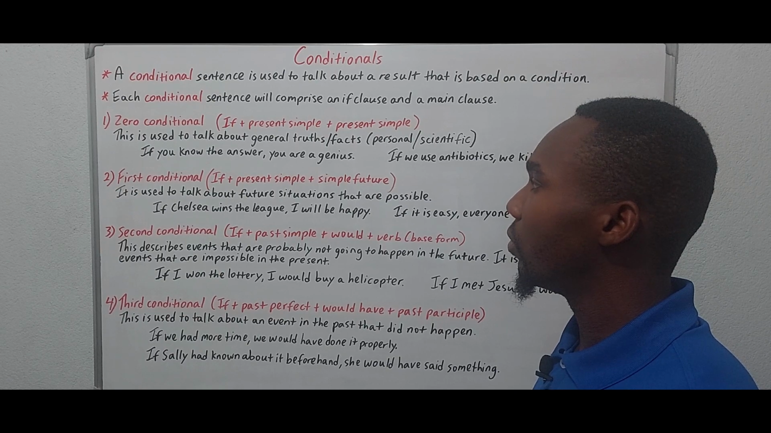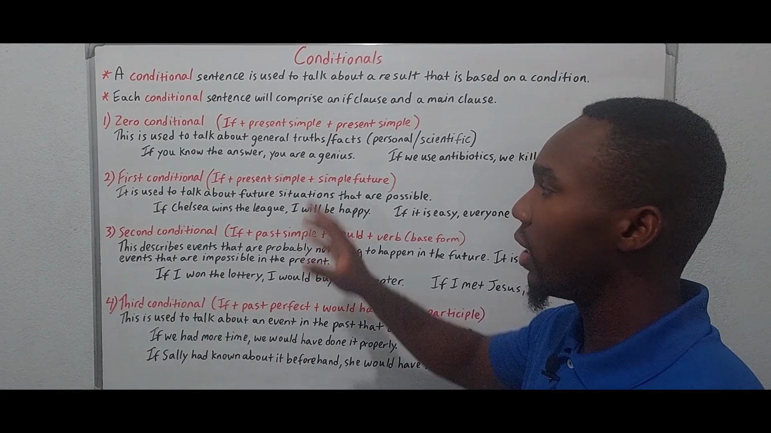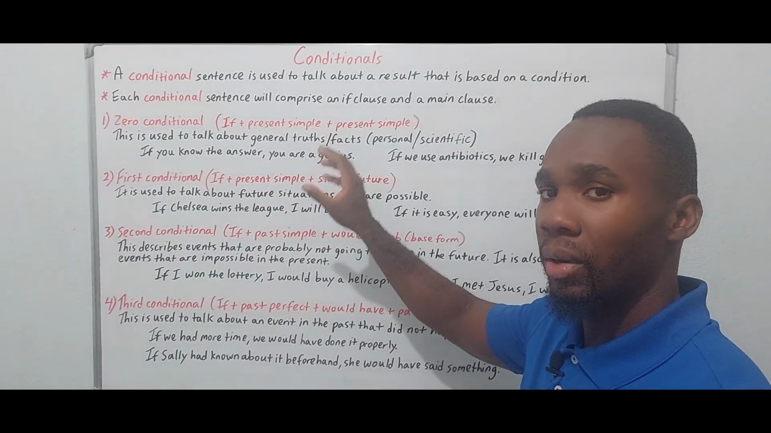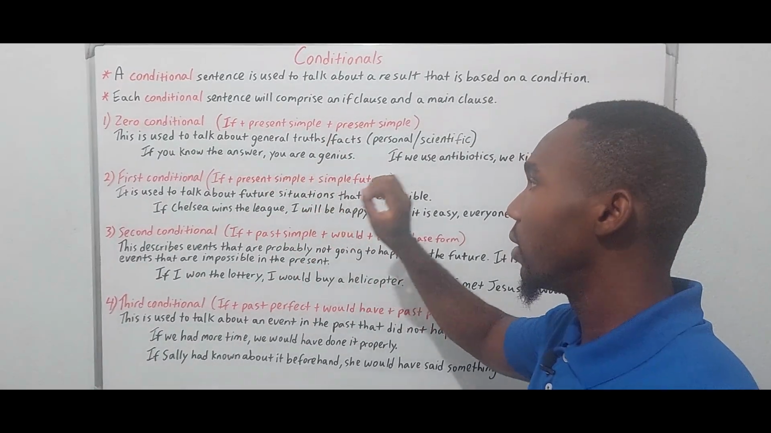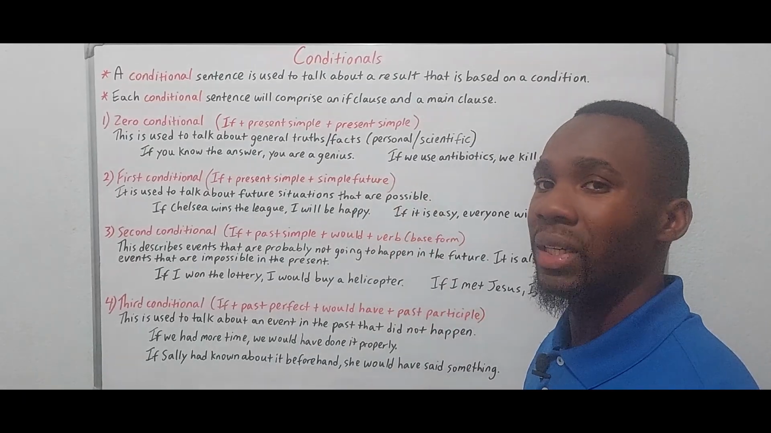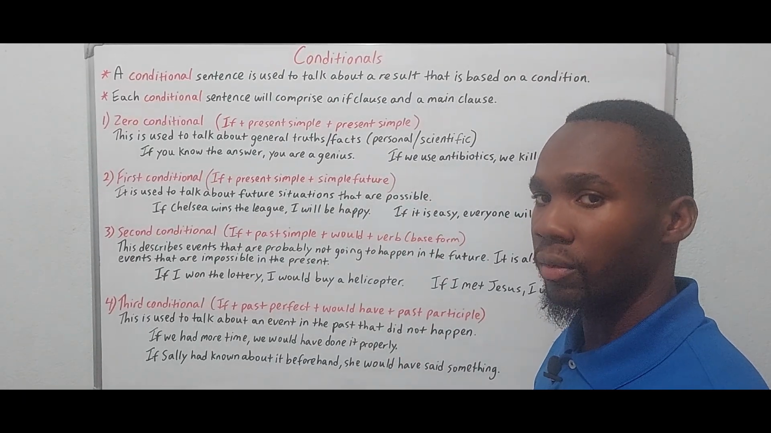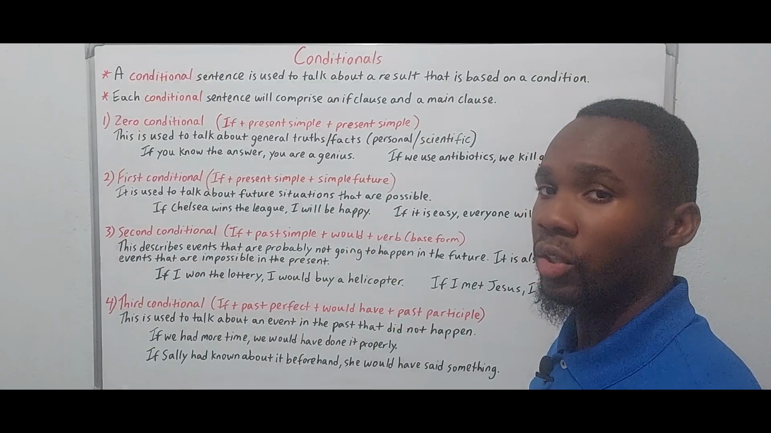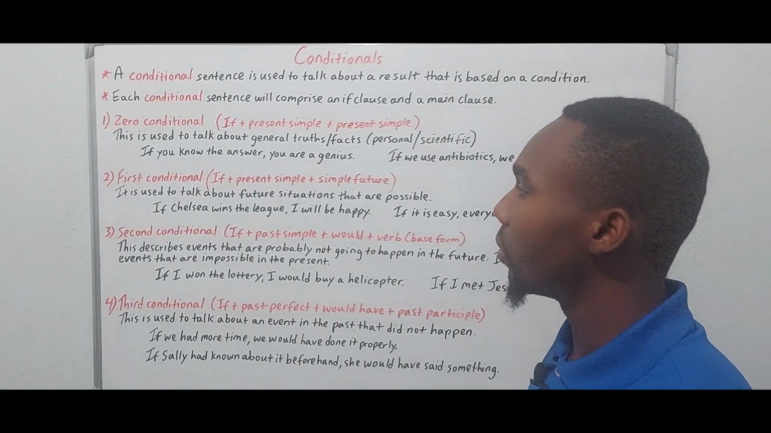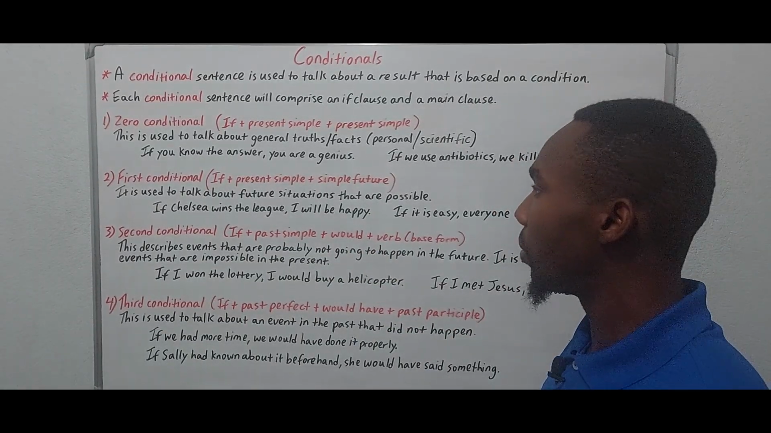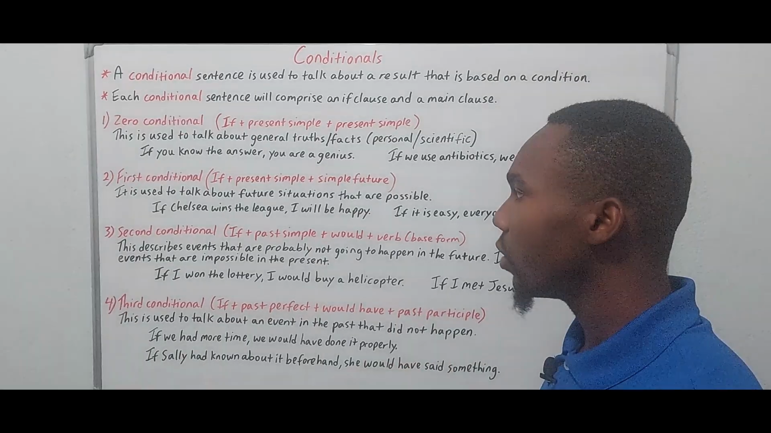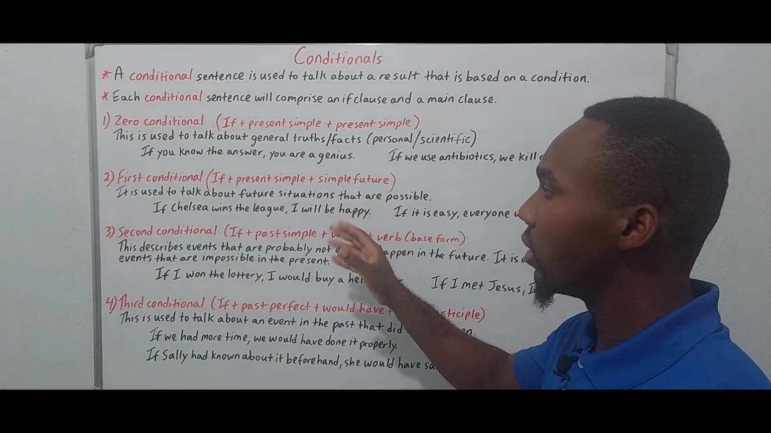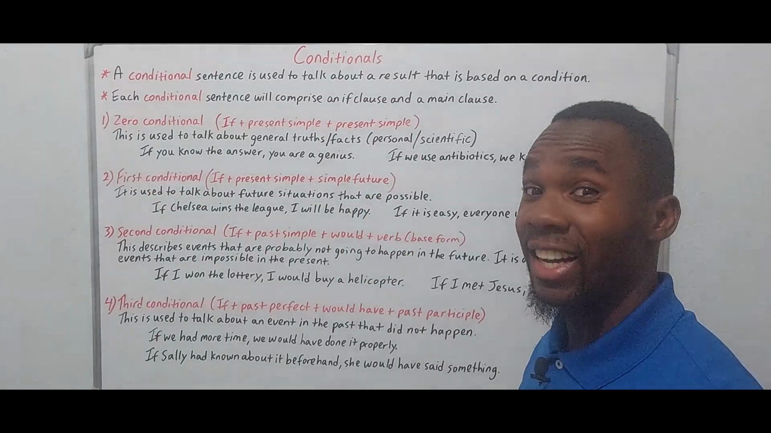Now, the condition is going to be in the present simple, but the result will be in the simple future, right? Why do we use this? It is used to talk about future situations that are possible. So, if Chelsea wins the league, I will be happy. That is true though.